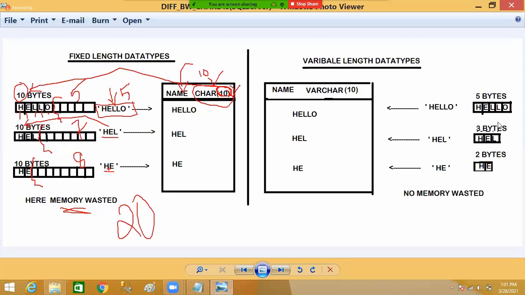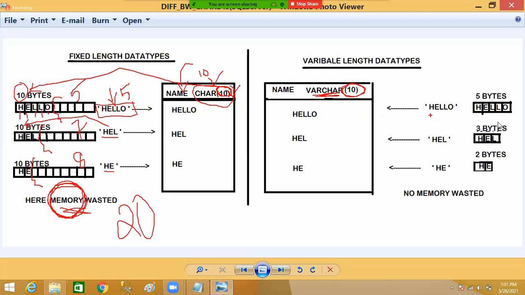But to overcome that, we know that in real time, memory management is very, very important. Unnecessarily, we don't want to waste our memory. So to overcome this problem, what the people introduced is varchar. And here I give size 10. So here also the maximum allowed is 10 characters only. But the advantage is what?